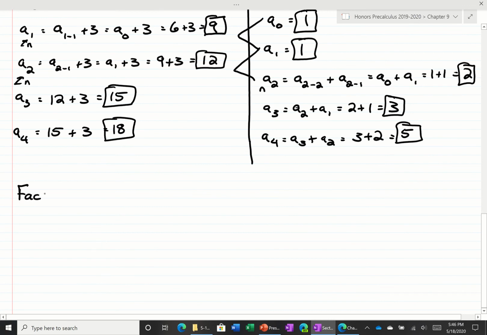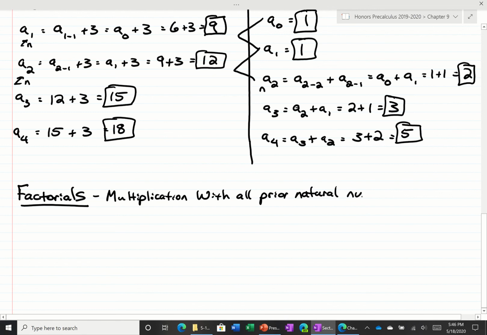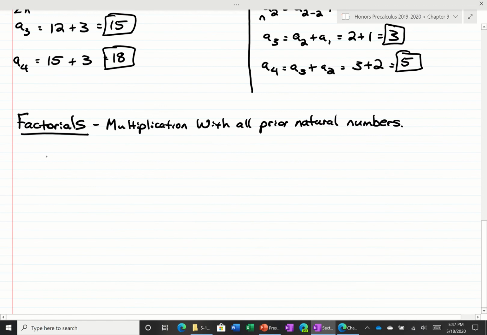Next, we'll talk about what's called factorials. Now what a factorial is, it's a multiplication with all prior natural numbers. So for example, 5 factorial would be all the numbers before 5 times 5. So like 1 times 2 times 3 times 4 times 5.